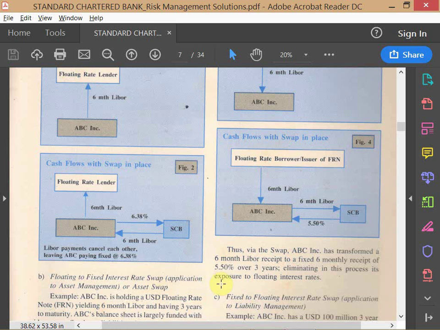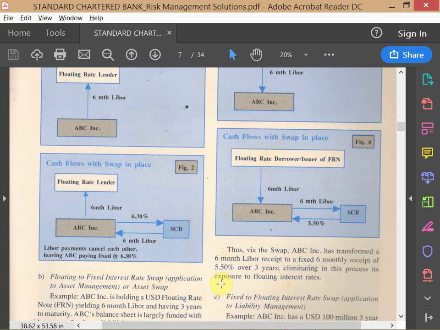Now if you replace ABC with Intel, can you see that they have locked in a fixed rate of borrowing for 10 years? Is everyone clear about that? They have locked in. So this is one of the simplest ways to manage interest rate risk, and that is to use a fixed for floating or floating to fixed interest rate swap.